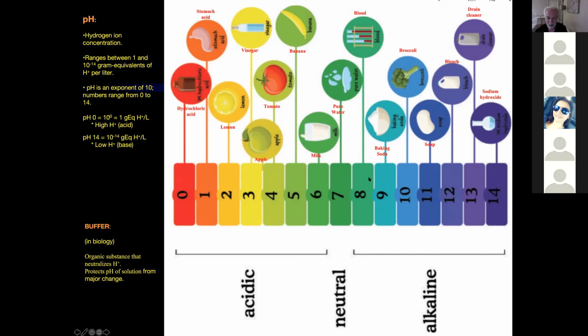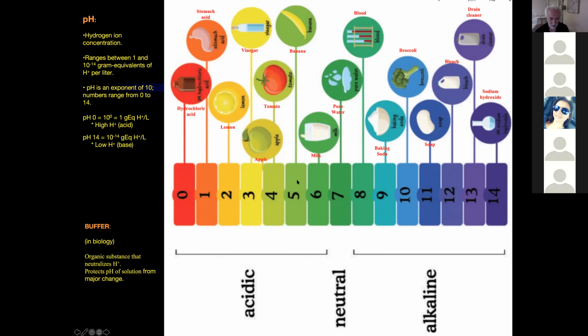And this is important. No matter what we eat or what we're exposed to, blood is always the same pH, always has the same hydrogen ion concentration. And interestingly, look at this, broccoli is quite basic. It has a pH of 10. So what does pH mean? Look on the left. pH means hydrogen ion concentration. It ranges between 1 and 10 to the minus 14th gram equivalents of hydrogen per liter. That's the definition of pH.